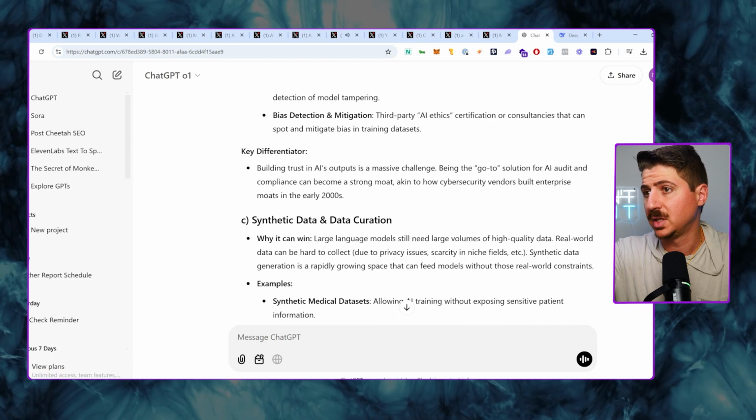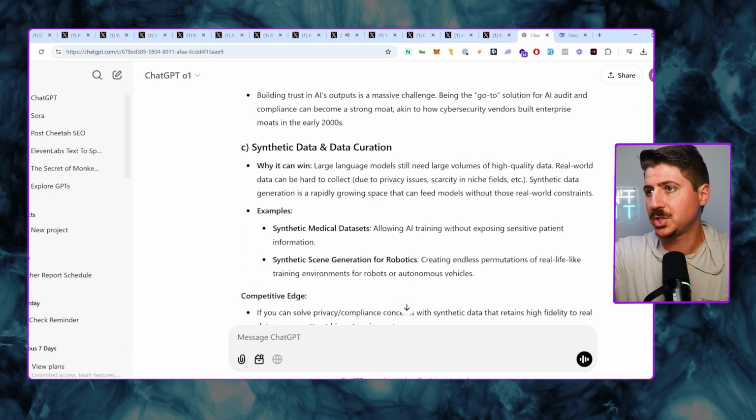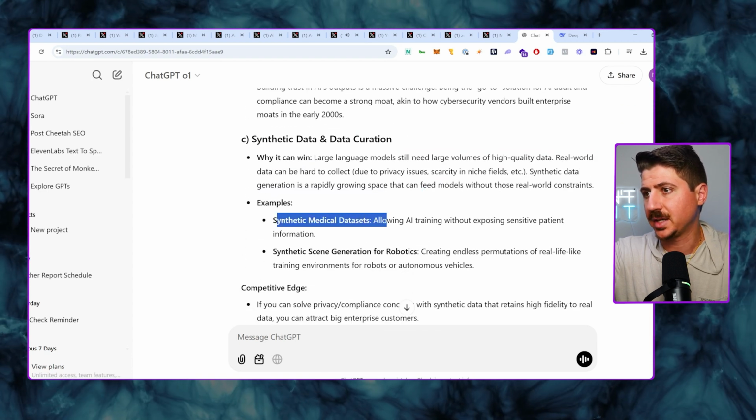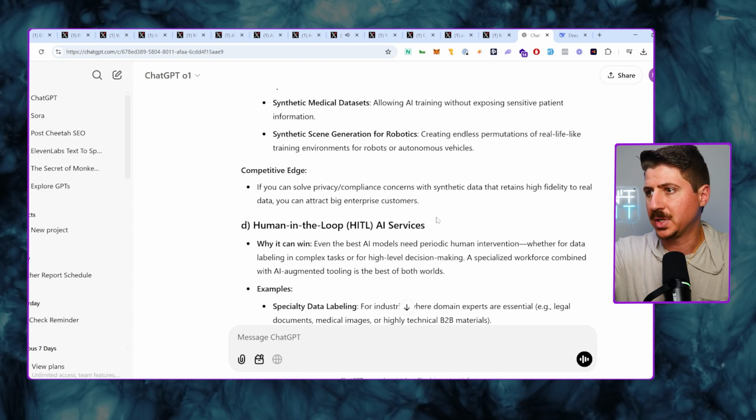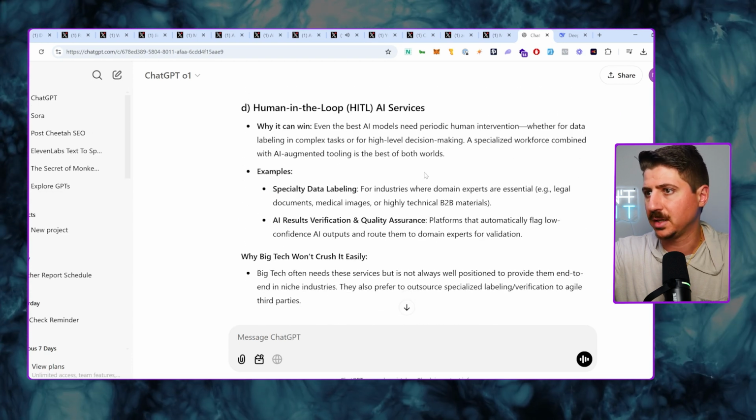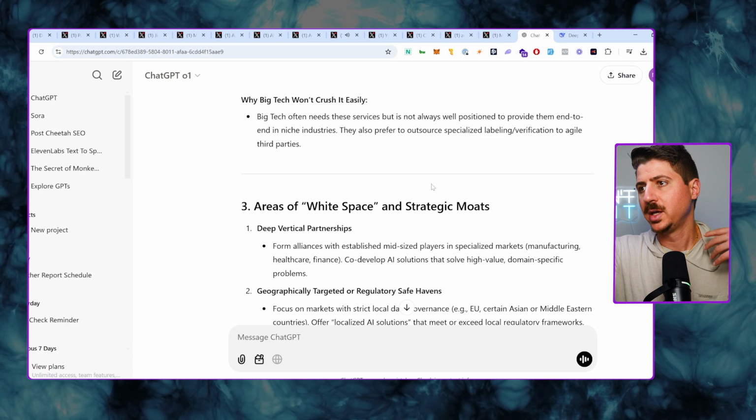Again, pretty cool stuff. And then synthetic data and data curation, synthetic medical data sets, synthetic scene generation for robotics, et cetera. And it actually gave a last example here, human in the loop AI services, specialty data labeling, AI results, and so on. So it did a pretty good job.